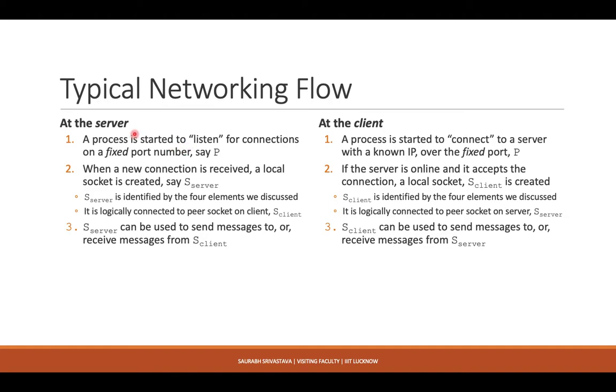On the server end, you start a process which listens for connections on a particular port number. Let us call that port number P, whatever it is. Now the same P must be communicated to the client, and a process is started on the client to connect to the server with the known IP. So the IP of the server also must be communicated to the client, and the second thing that must be communicated is the value P. If the client knows both these things, it can attempt to send a connection request to the server.